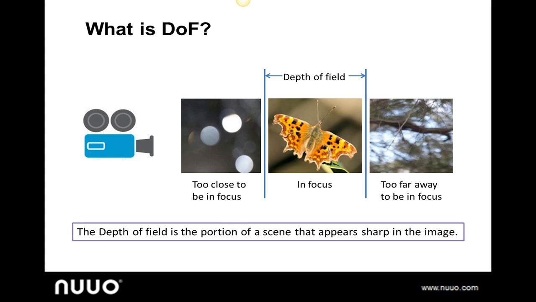So you can see that on the left side, the image is blurred because it's too close to be in focus. And the right side is too far, so it's also blurred. Only in the middle, in the depth of field, is the image in focus, and you can see the object is clear. So the depth of field is the portion of the scene that appears sharp in the image.